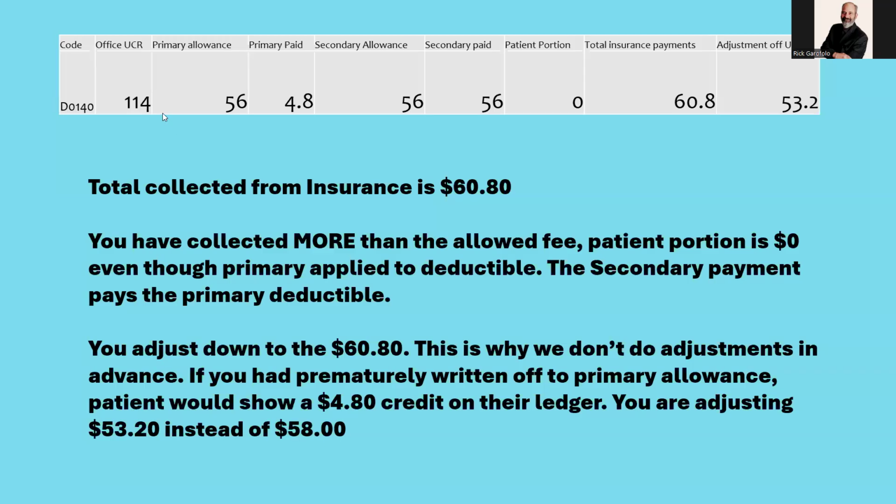The office's UCR does. So we put in the office UCR of 114, that primary allowance of 56, primary payment of $4.80, secondary allowance of 56, because remember, Delta matched the primary, and then they paid 56. So I have now collected $60.80 from the 2 plan payments.